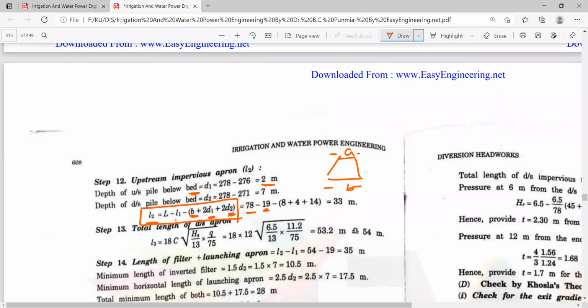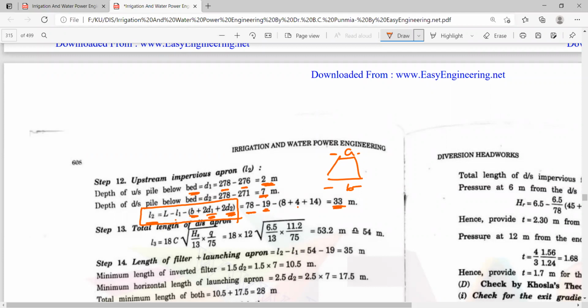So these levels we know. From the levels, the depth of cutting is 2 meters on the upstream side and 7 meters on the downstream side. So 7 into 2 is 14, and 2 into 2 is 4, that is 2d1, 2d2. D1 is equal to 2 meters, D2 is equal to 7 meters. So if we calculate the L2 value we get 33 meters. L2 is equal to 33 meters.